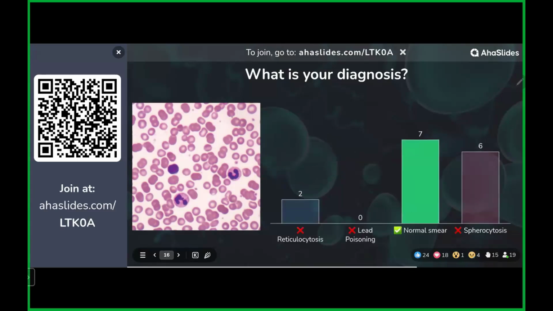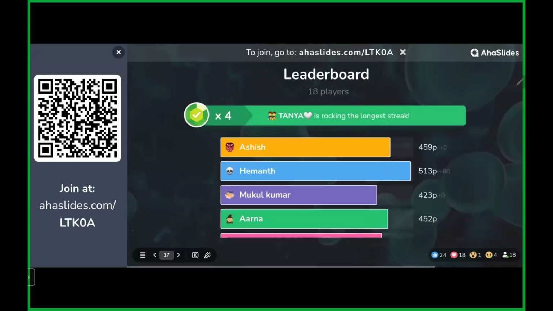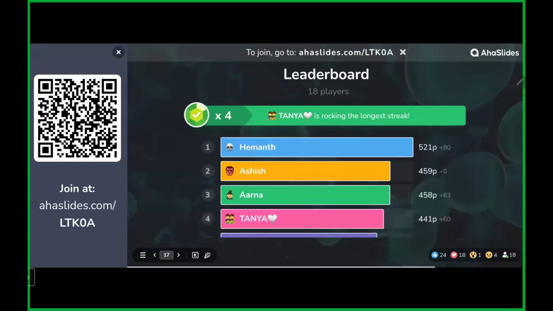This is actually a nice question, sir. Still six of them thought it was pyrocytosis. If we had included iron deficiency, I think many people would have marked iron deficiency. That gets confusing.